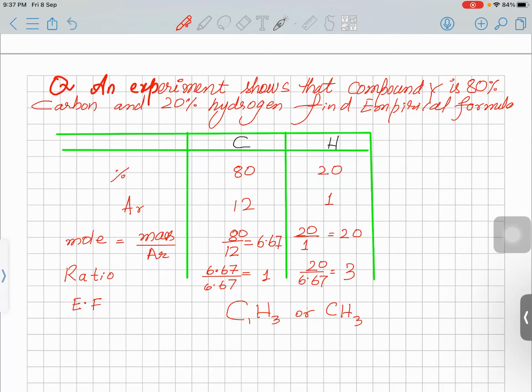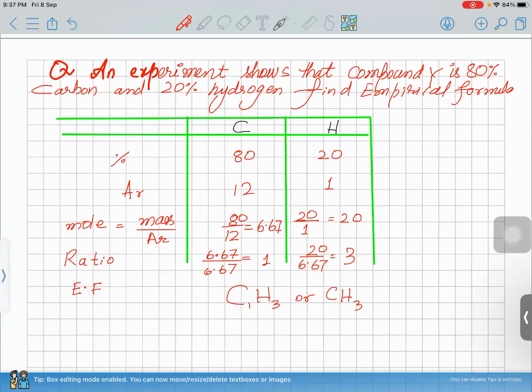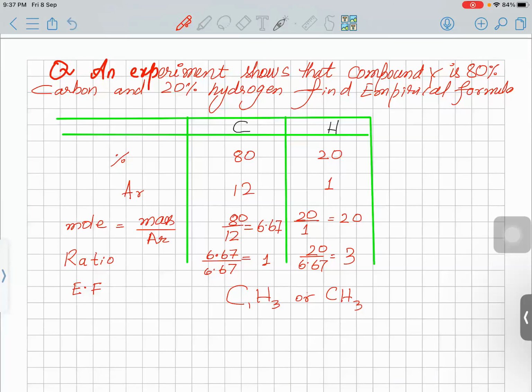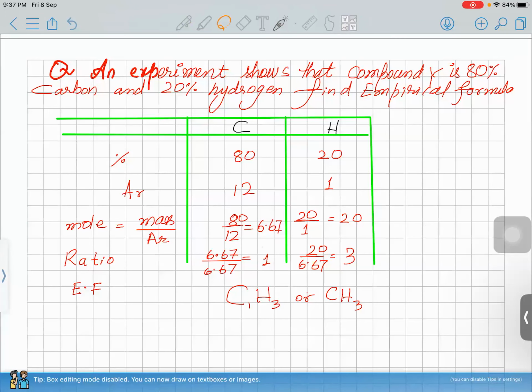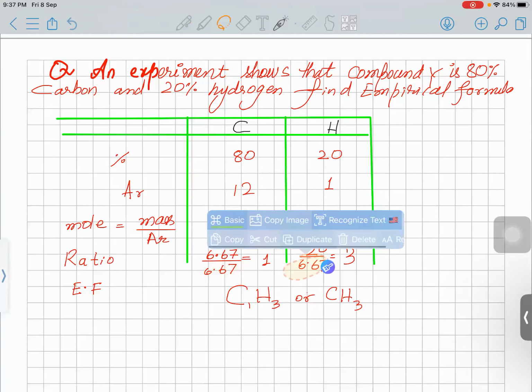Are you getting my point or not? Sir, why couldn't we make hydrogen 1 and then find another value for carbon? Because here in the question you have 80 carbon, and the lowest is 6.67. That's why I divide by 6.67. Always divide by the lowest number. Okay. Any question? No, sir.